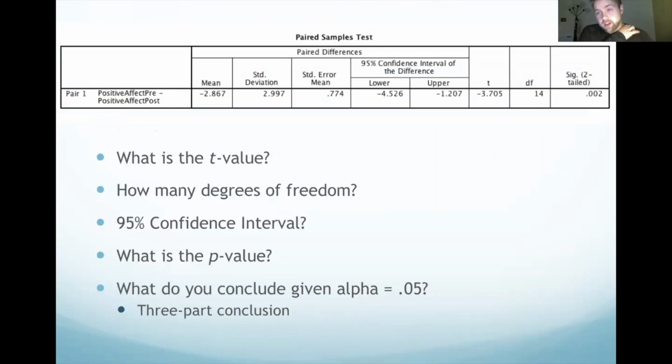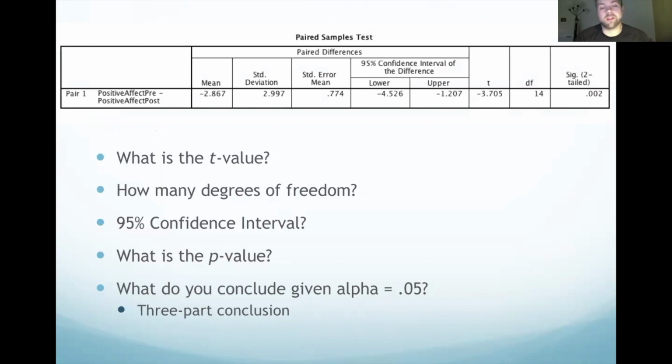So what is a t-value? This is typically where I pause and wait for you guys to answer. I'm not going to do that. You see our t-values over here. We have a t-value of negative 3.705. And how many degrees of freedom do we have? Again, if you'll recall, there were 15 participants in this, so we have 15 minus 1. And our 95% confidence interval.